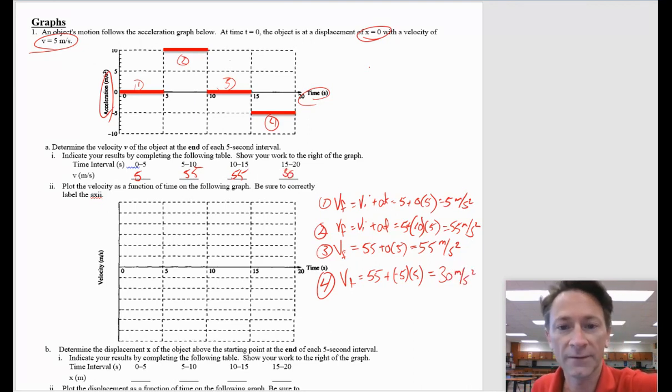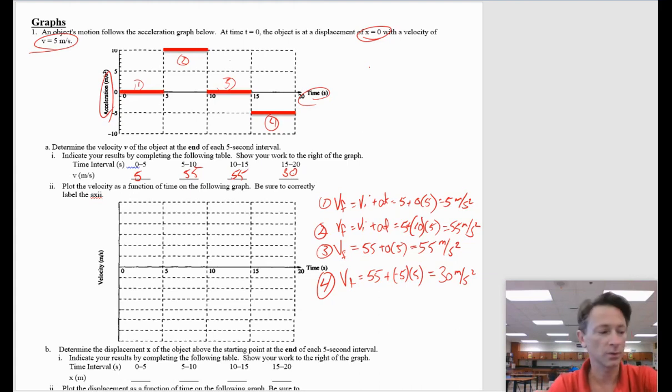Now, as I go to graph this, I'm going to be looking at a combination of those numbers and the graph above, the acceleration graph. So when I look at the first part, I would say that the acceleration is 0, which means that the velocity has to be constant.